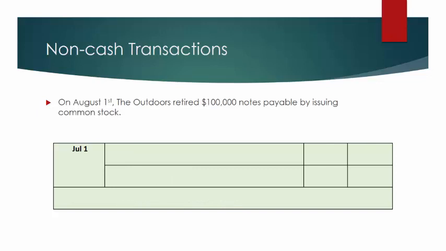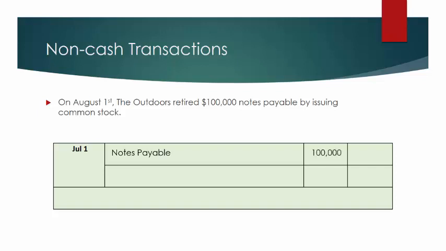On August 1st, the Outdoors retired a $100,000 notes payable by issuing common stock. So in this case, we're taking the liability off of our books, the notes payable. We are making it whole by giving them stock in lieu of cash. But if we're taking the liability off of our books, we need to debit it because all liabilities go down on the debit side. So we're going to debit notes payable for $100,000.